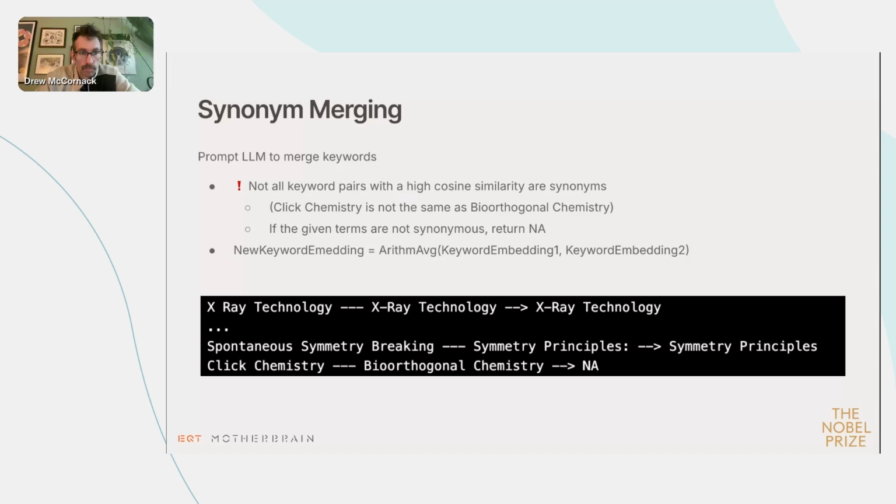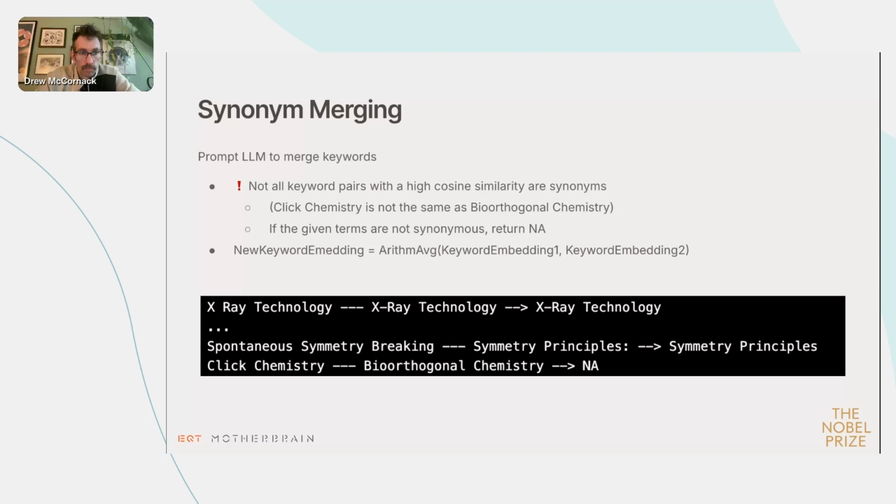Let's return an NA. So you can see in this screenshot, X-ray technology and X-ray technologies, which obviously are basically the same, both get merged into X-ray technology. But on the bottom, we see that click chemistry and bioorthogonal chemistry are apparently not close enough to be merged, so the model returns an NA.